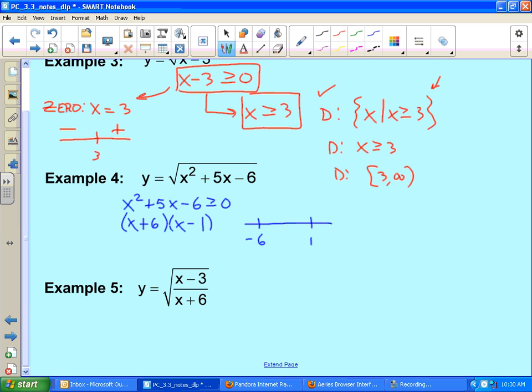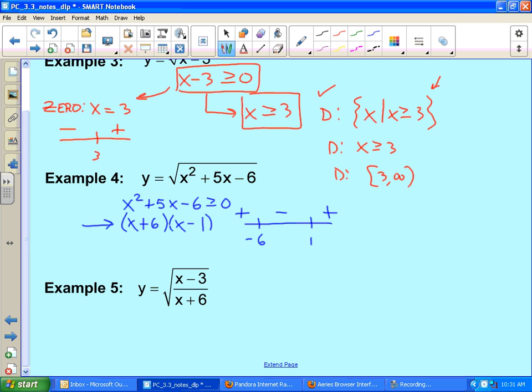And then I test. Test negative 7. Remember, plug it into the factored form. It's faster. Negative 7 plus 6 is negative 1, negative 7 minus 1 is negative 8, and a negative and a negative make a positive. 0 would give positive 6 times negative 1, a negative number. 2 gives a positive number. So we are looking for positives.